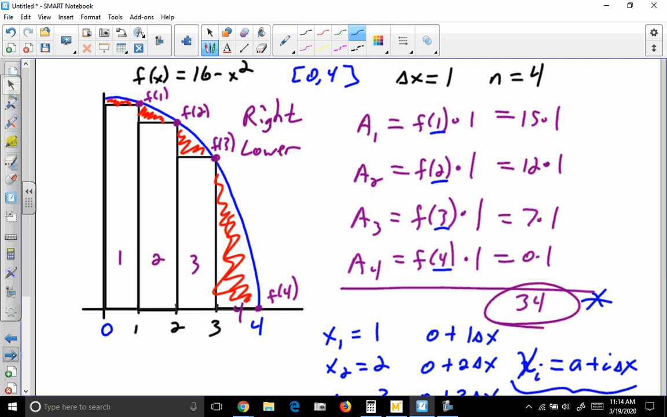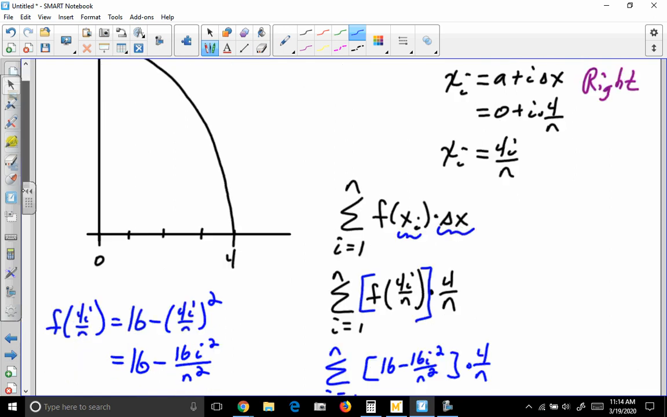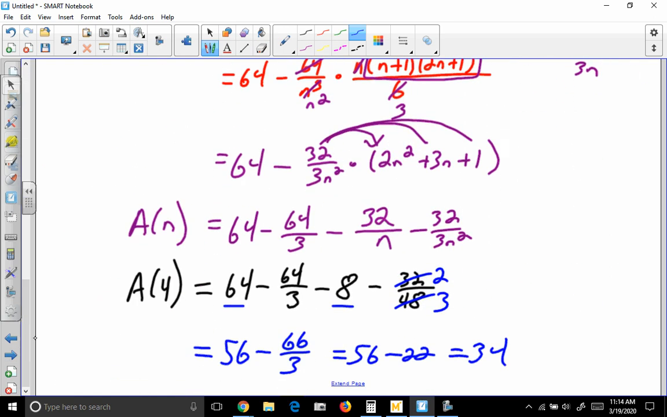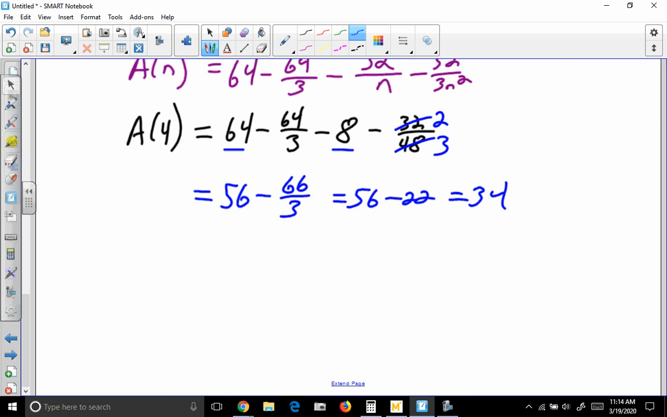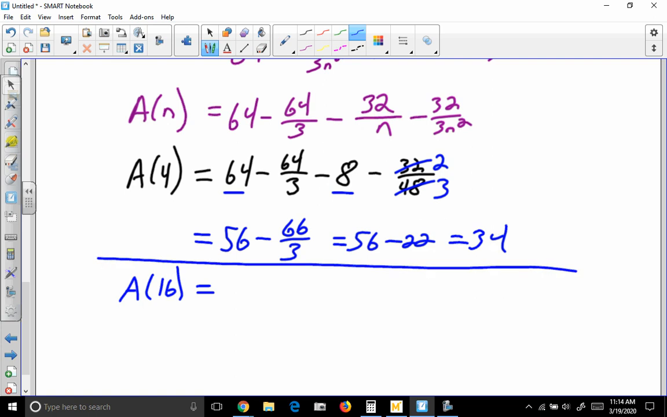Now you might say, well, that's a lot of work to get that area when we could have just drawn the rectangles, and that's exactly right. But what if we wanted to increase this to 8 rectangles or 16 rectangles? We wouldn't want to have to draw each one of those rectangles. So now we can put in, let's say, a 16. And we can find out what the right-hand sum would be with 16 rectangles.